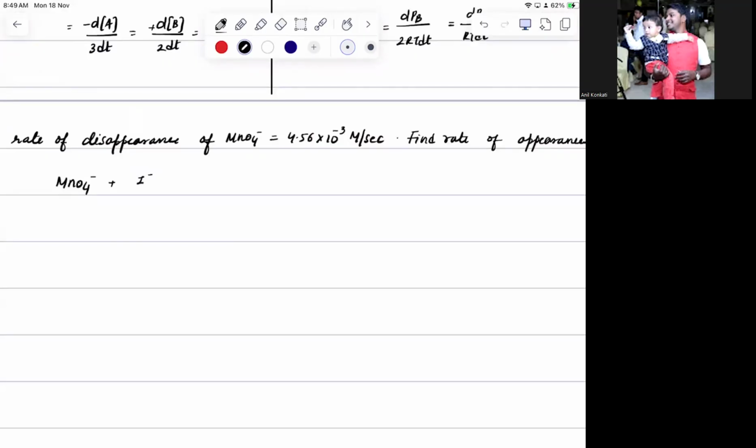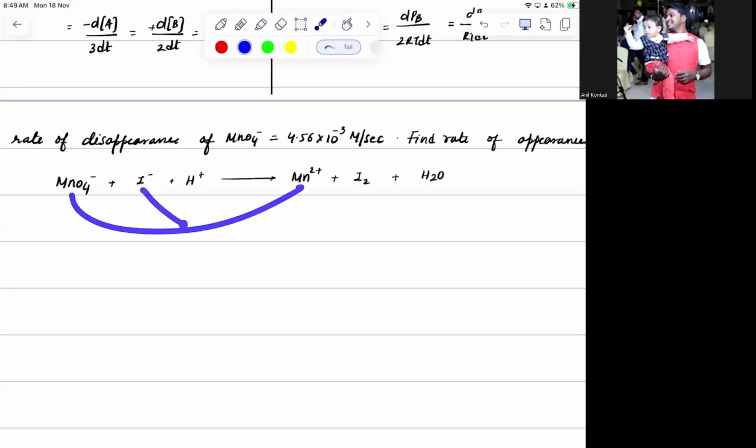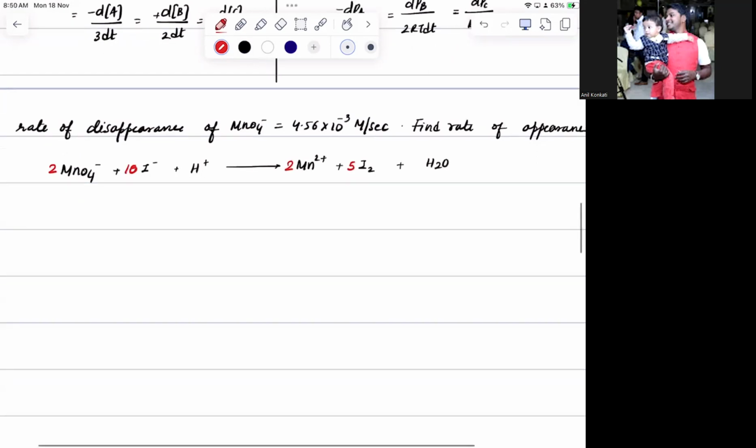So in acidic medium, MnO4 minus will react with I minus to give Mn2 plus and I2 plus H2O. Typically, you need to balance the reductant and oxidant. From here to here, 5 moles of electrons are transferred. From here to here, 2 moles of electrons are transferred. So if I counterbalance that, I will get 2, 10, 2, 5. These are the balanced forms.